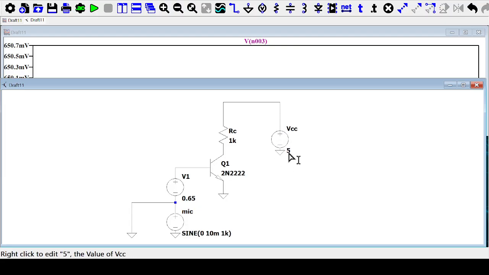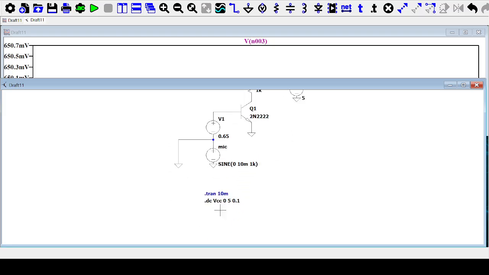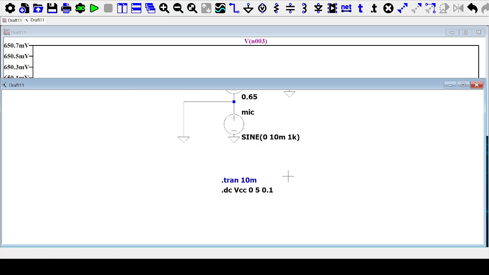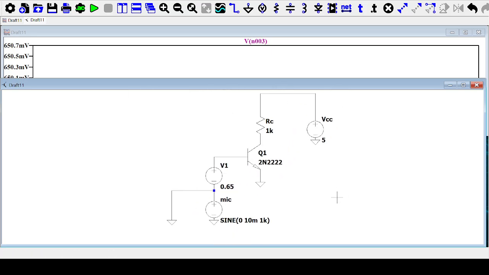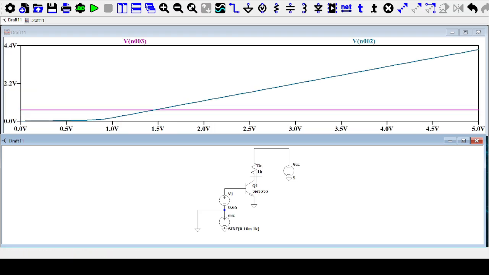Forget about the 5 that you see here. Internally, I've written the code to vary that. So this is the VCC. Okay, so now let's run and see what happens at the output. Interestingly, you see right from here up to somewhere here, after 6.5.